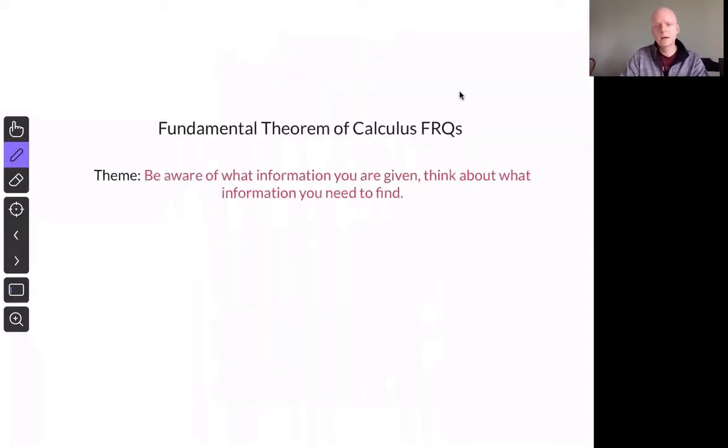Before we get started on that, I just want to say that the theme for these types of problems is always be aware of what information you are given, and then think about what information you need to find. While it might seem that you can think about these problems in a formulaic way, you really cannot. You need to find that part of your brain that lets you think about what you're given and what you need to find, and just be ready to think about a lot of these types of problems. They really are puzzles. I like them a lot. So let's take a look at the first one.